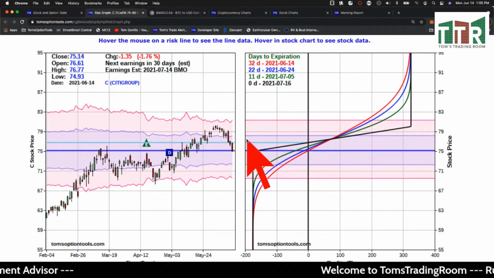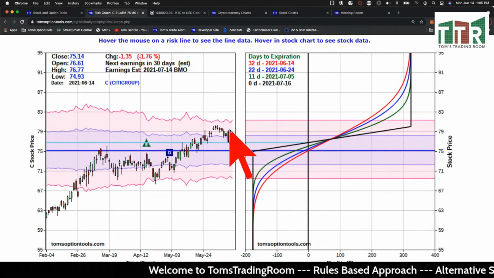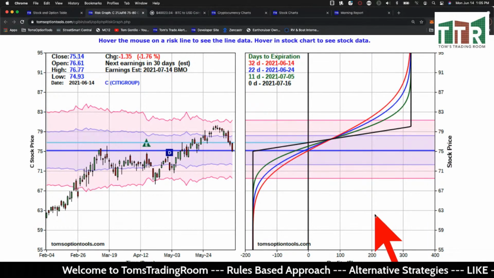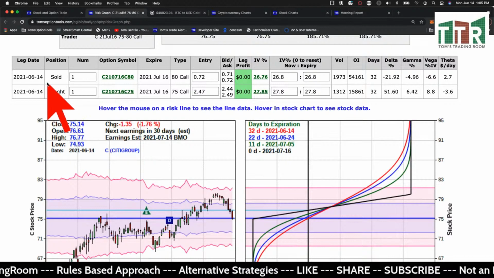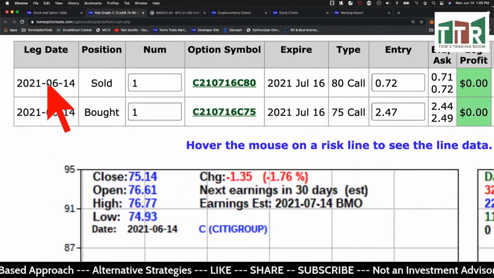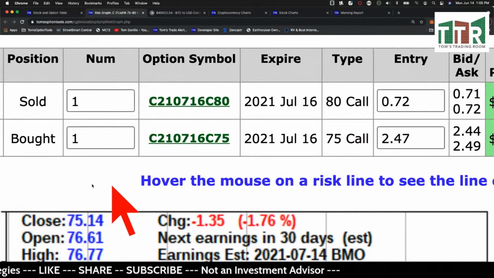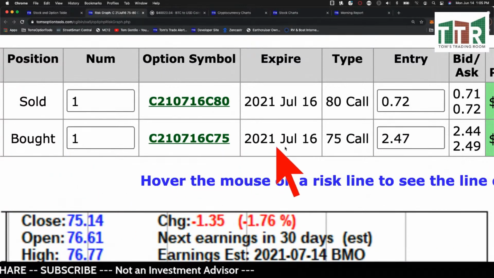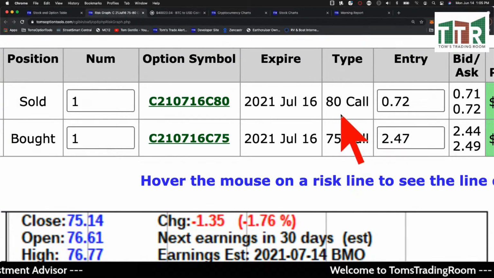And all we've got to do to get to that is get back up to where we were just 3 days ago. Again, I'm not an investment advisor, but this is the position that looks interesting to me. And that's being long the 75 calls for July 16th and being short those 80 calls for July 16th.